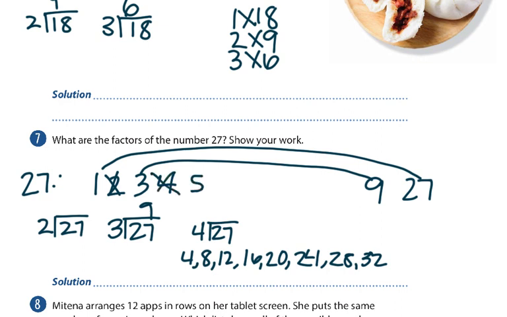What about 5? Does 5 go into 27? No. Does 6 go into 27? 6, 12, 18, 24, 30. No, we went past 27. Does 7 go into 27? 7, 14, 21, 28. It does not. Does 8? No. 8, 16, 24. We already did 9 and 3.